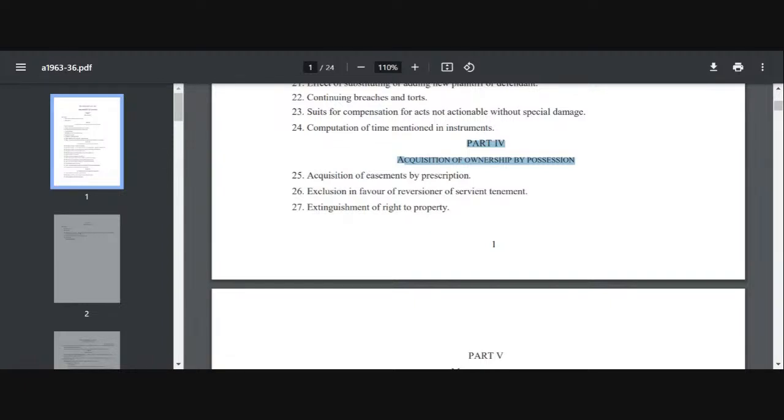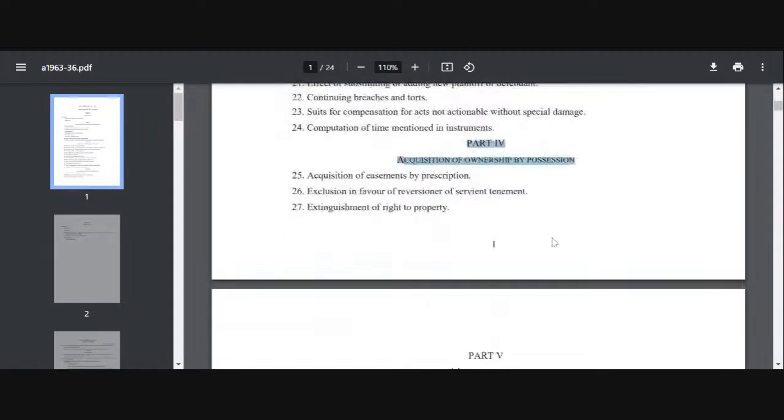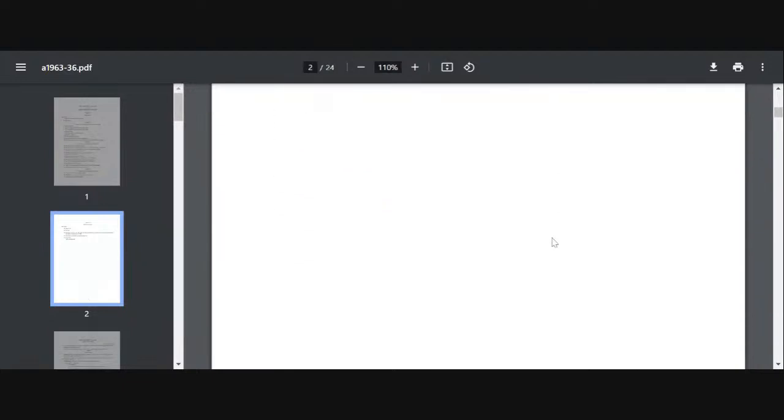Yes. Can you all see, students? Please comment if you cannot see. Please comment if anyone cannot see, and if my screen is visible to everyone, then please see the parts. How many parts are there? There are 5 parts, and then we have the schedule.